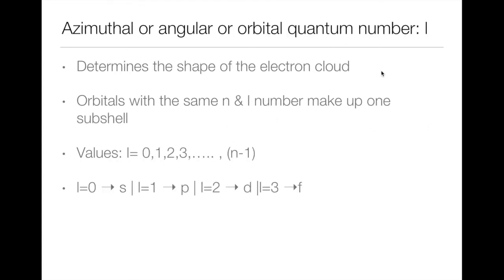Then we've got a second number, the l number, or as it's called, the azimuthal quantum number, or angular quantum number, or orbital angular number. It determines the shape of the electron cloud. Orbitals with the same n and l number make up one subshell. The l takes values from 0 until n minus 1.